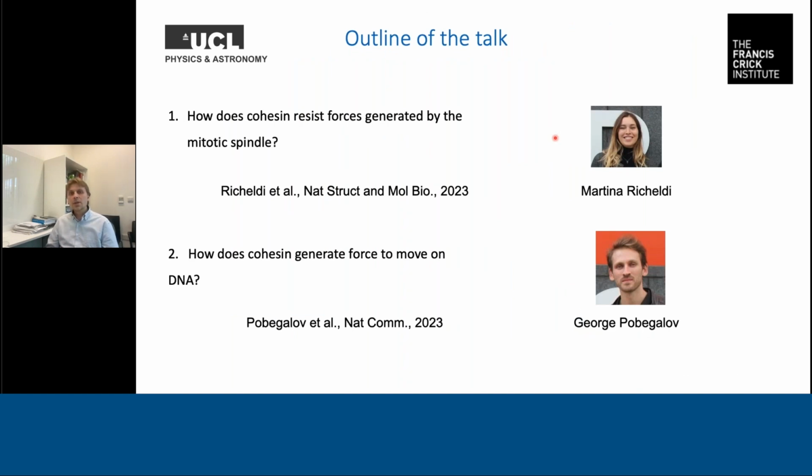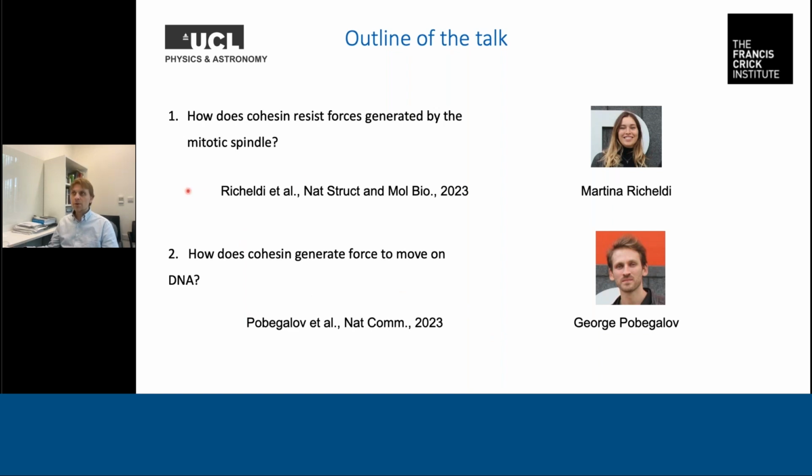Today, I'm going to show you two different pieces of work that focus on force spectroscopy and physical force measurements. Both are published. First, I'll tell you about how cohesin resists the forces generated by the mitotic spindle. This is mostly work by an extraordinary PhD student in the lab, Martina, who just recently finished, and it was published last year. Then I'll tell you a little bit about how we study the forces that cohesin generates when it's extruding loops. This is the work of a postdoc in the lab, George, some of which was also published last year.